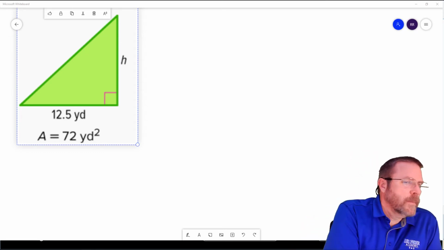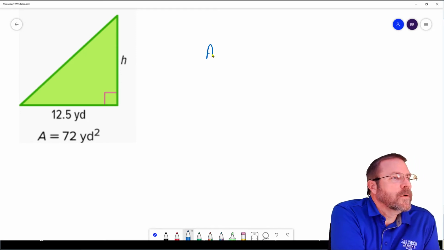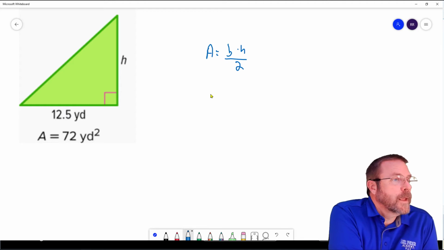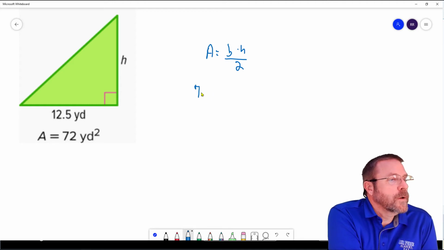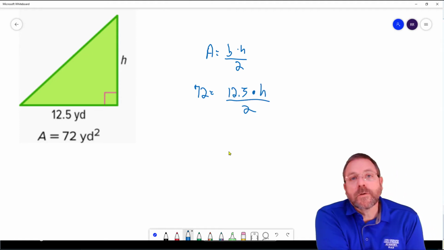For me, I'm going to start off with my preferred formula here, which is going to be area is equal to base times height divided by 2. And then I'm going to plug in what I know. I know that my area is going to be 72. I know that my base is going to be 12.5. I know that my height is what I'm looking for, and I've got divided by 2 there.